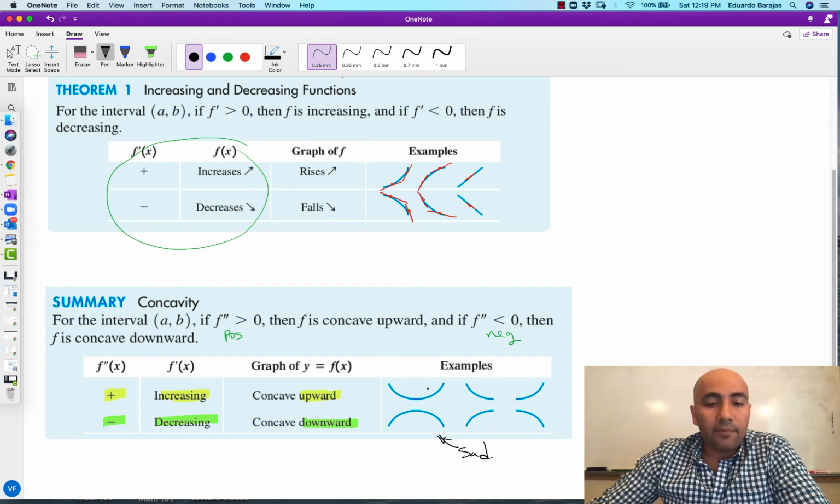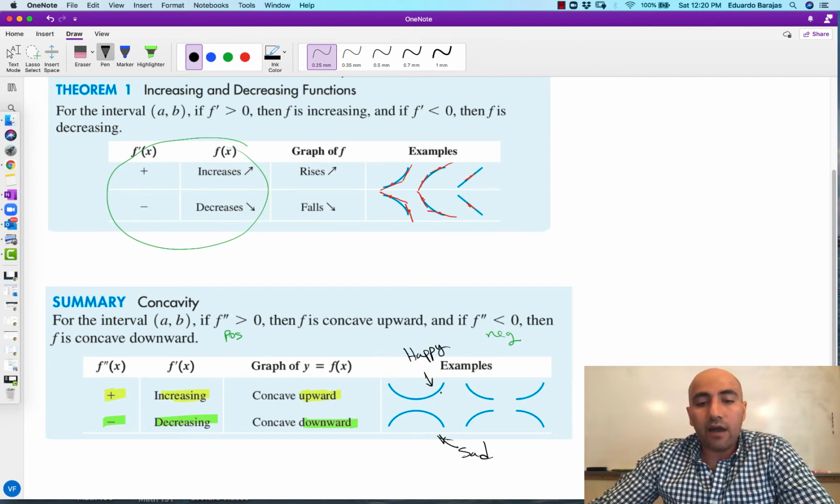Okay? Happy, smile face. A happy graph looks like a smile, right? It's happy. It's got an upward personality, right? Concave upward. It's increasing, first derivative increasing, upward, and it's positive, right? Having happy faces is positive second derivative. It's increasing first derivatives. It's got a concave upward, happy kind of face.